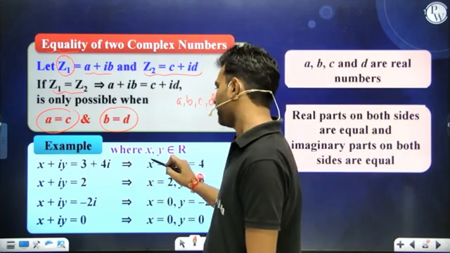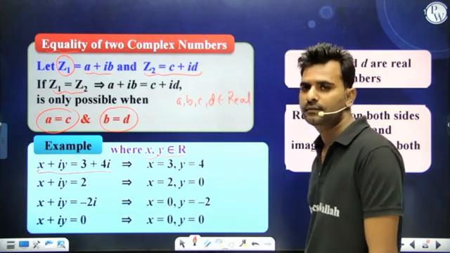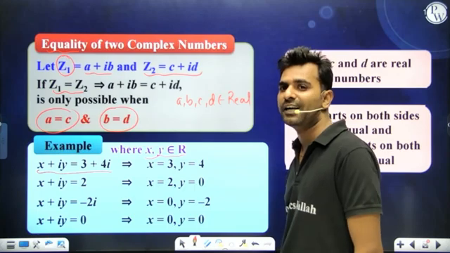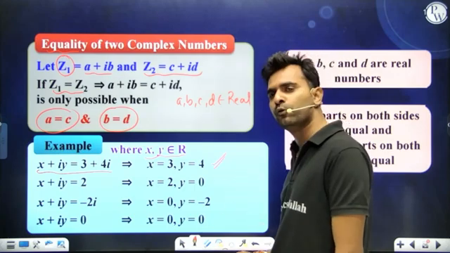Now over here, if it is given to me that x and y are real numbers, and it is given to me that these two complex numbers x plus iy and 3 plus 4i are equal, then we can directly tell the value of x and y as x equal to 3 and y equal to 4.